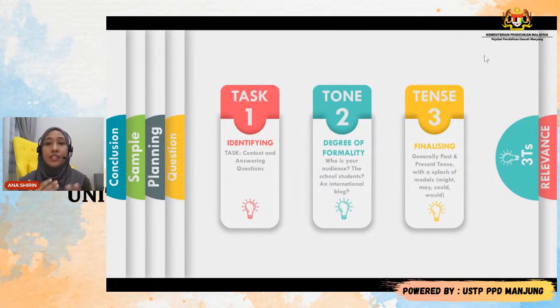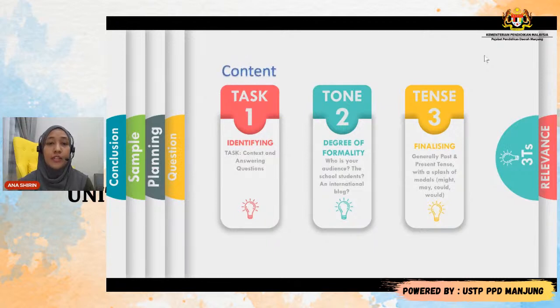So the task, the tone, and the tense. How does this relate to the marking itself? As a good student answering every examination question, you need to know how you are being assessed. Bagaimanakah permarkahan akan dijalankan? So for the task, it's relating to the content, right?